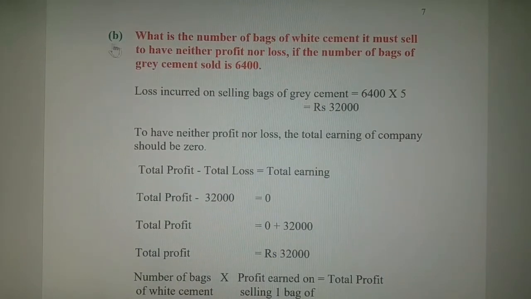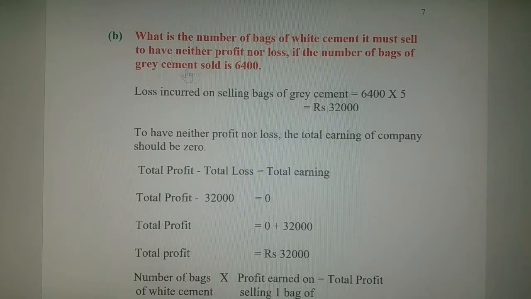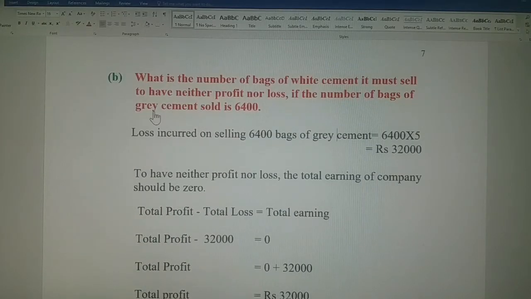Question number 8B. What is the number of bags of white cement it must sell to have neither profit nor loss if the number of bags of grey cement sold is 6,400? The company is selling 6,400 bags of grey cement.